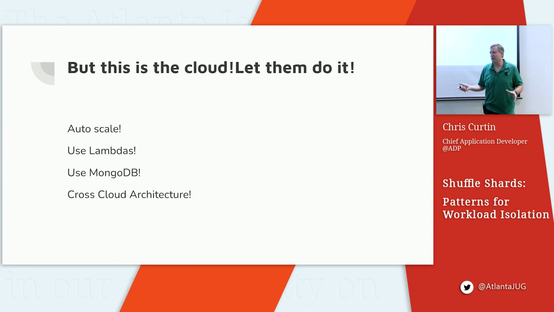Okay, for those who've been around for a while, you remember the answer to everything in scalability about 2010, 12 was Mongo. So I like to make fun of Mongo, even though I did use it in my last job. And of course, you should just have a cross-cloud architecture. That solves everything, right? So why are we even talking about this?